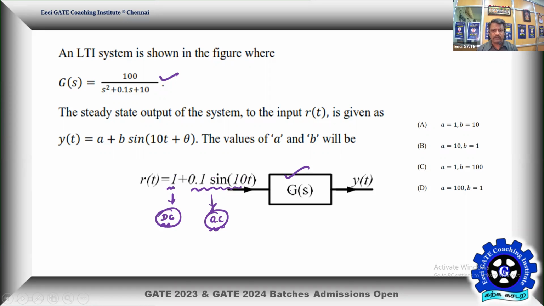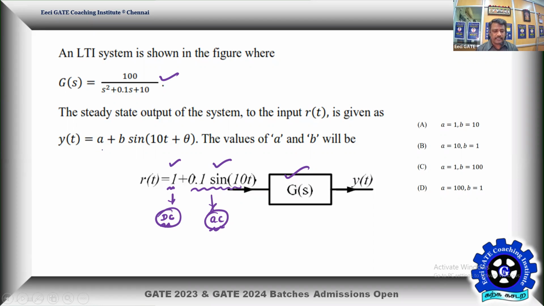To get the output response, we usually go for superposition. Yes, you can happily bring superposition into play. Activate DC alone and see how the second order system is reacting. Activate AC alone and see how the second order system is reacting. Then add the two responses, and you will get the final steady state output response as expected by the designer.